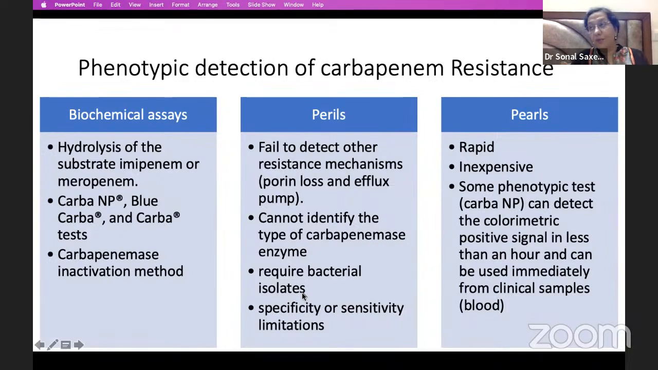I was at a meeting in the morning today where somebody was saying, now we have a rapid method which gives results in 30 minutes to detect resistance. But remember, it still requires bacterial isolates and it has limited sensitivity and specificity. On the other hand, they are rapid, they are not very expensive as compared to molecular tests, and some of these can detect colorimetric positive signals in less than an hour from the sample.